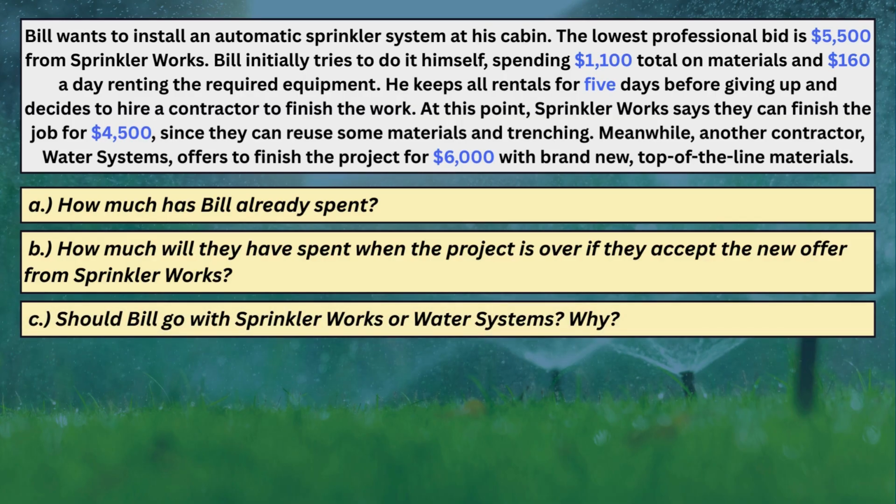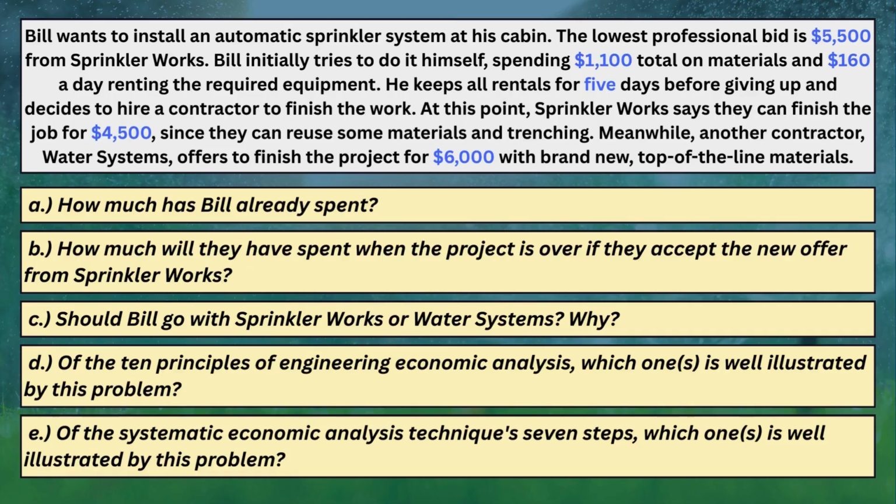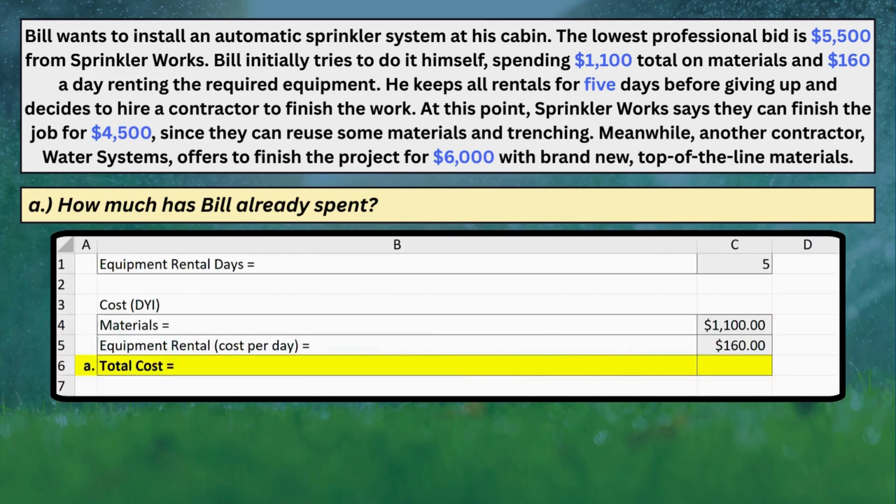Why? Of the 10 principles of engineering economic analysis, which one is, or which ones are, well illustrated by this problem? Of the systematic economic analysis technique's 7 steps, which one is, or which ones are, well illustrated by this problem? To answer these questions, let's first insert and label the provided variables in separate cells.